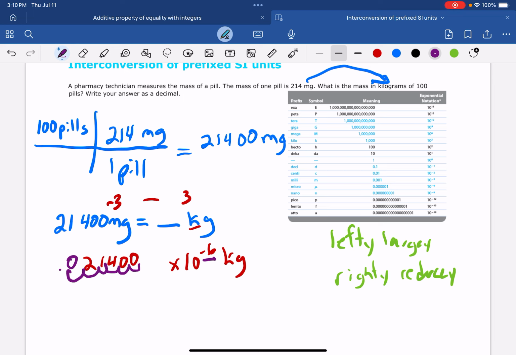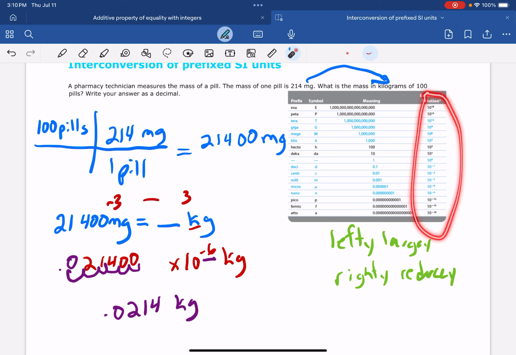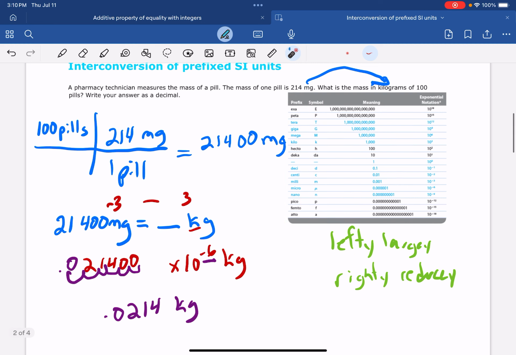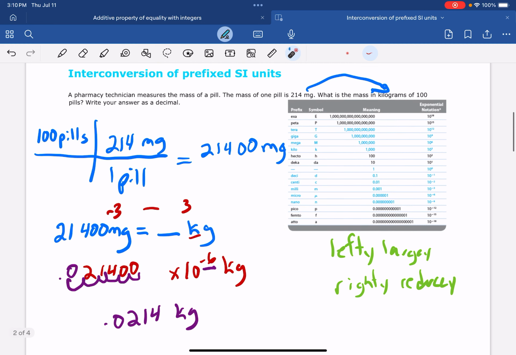And where does that leave us as our final answer? It's going to be 0.0214 kilograms. Again, the number one thing I would remind you of is to memorize what the exponents are and what the prefixes are that match up to them. And then anytime you're converting from one prefix to another, you can use the exponent of the first, subtract the exponent of the second, and that will give you the overall exponent differential between the two prefixes. Hopefully this has been helpful.